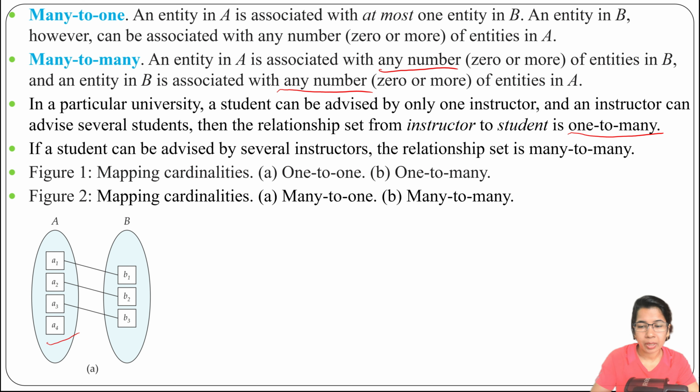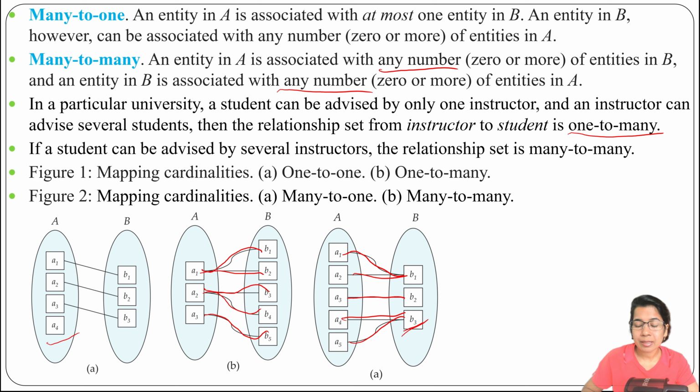Next, many to one. Many entities of A can be associated with one entity of B. So A1, A2 both associated with B1, A3 associated with B2, A4, A5 both associated with B3.